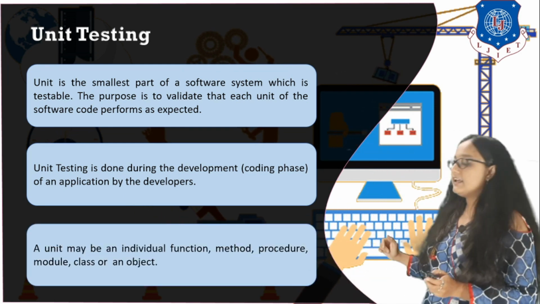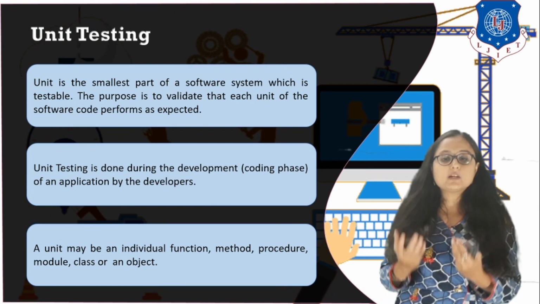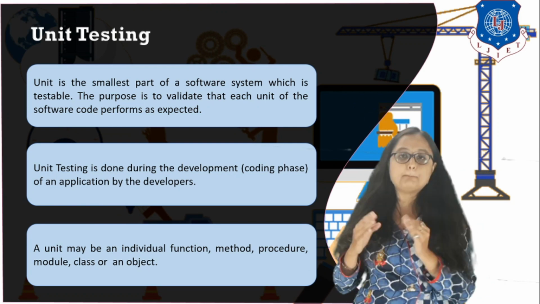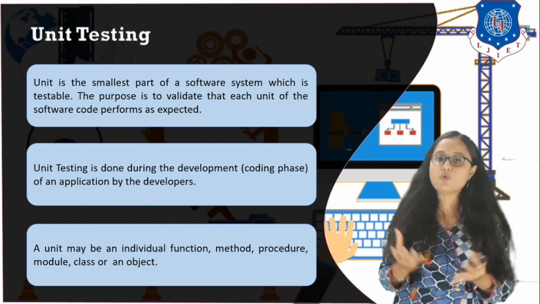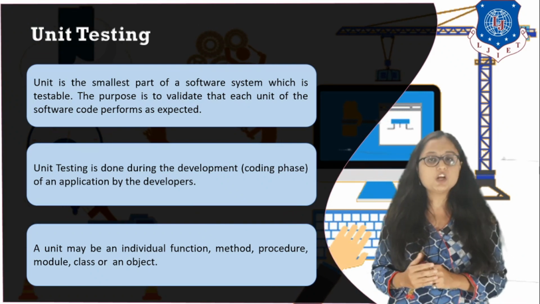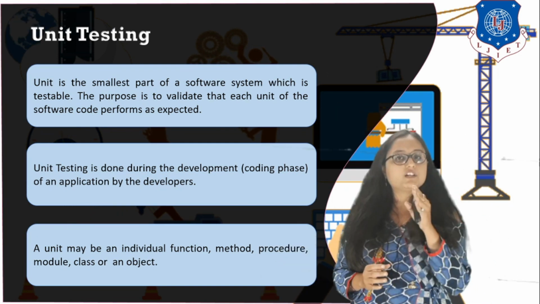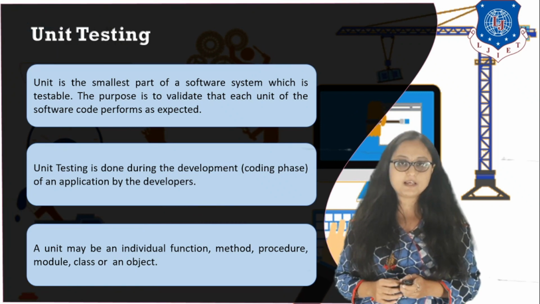The next thing is, what can actually be considered as a unit? For example, you can say a function is a unit, a method is a unit, a procedure is a unit. Also, you can say a whole module is a unit, an object is a unit, or a class is a unit. So there is no one fixed thing to call a unit, but it is up to you: whatever you are testing, that part is known as a unit, right?